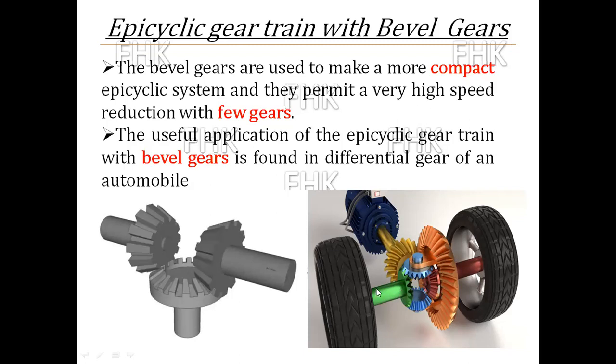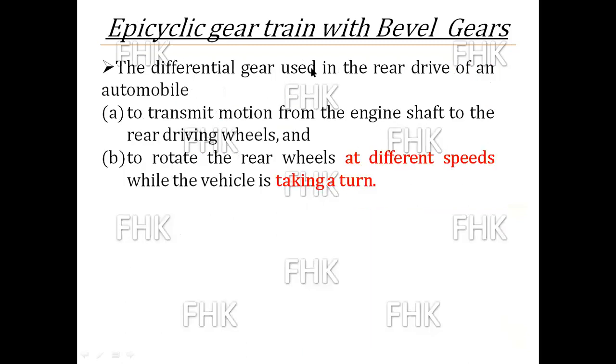The half axle is connected to the left wheel, and the half rear axle is connected to the right wheel, and power is given through 90 degrees to those rear wheels. The differential gear is used in the rear drive of an automobile for transmitting the motion from the engine shaft to the rear driving wheels.